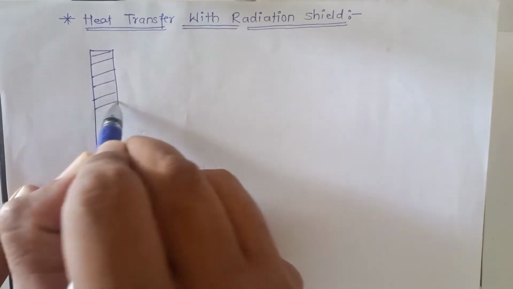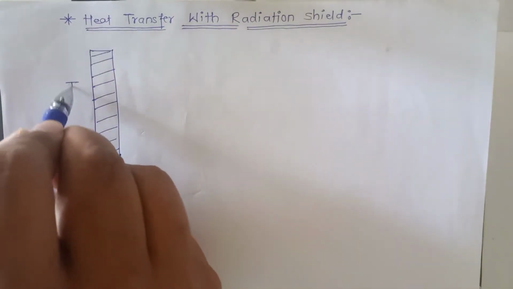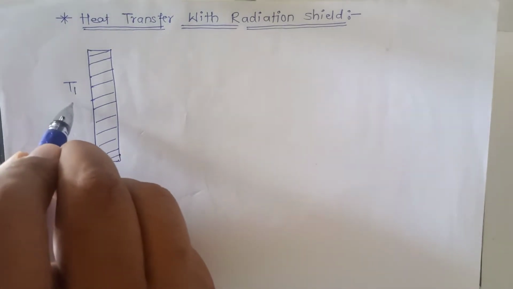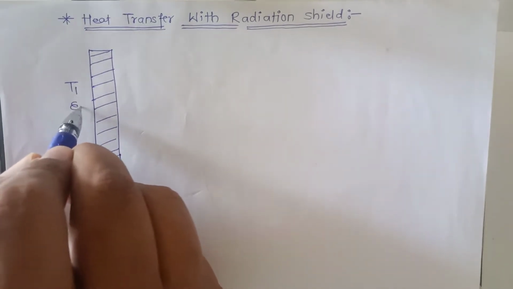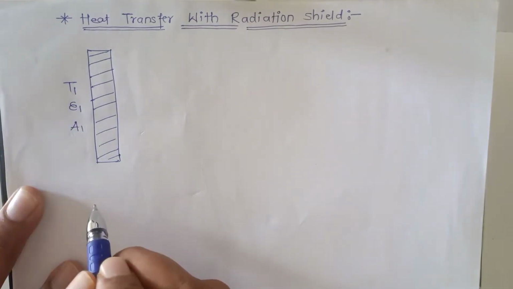and it is at some particular temperature T1. It is uniformly at a temperature T1. It has emissivity epsilon 1 and it has area A1.